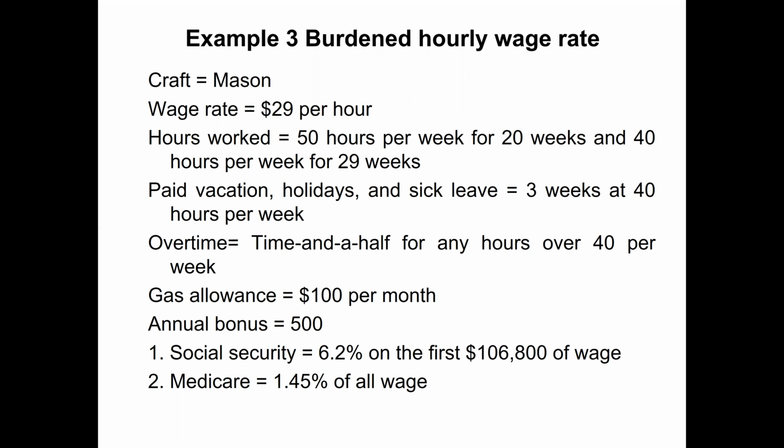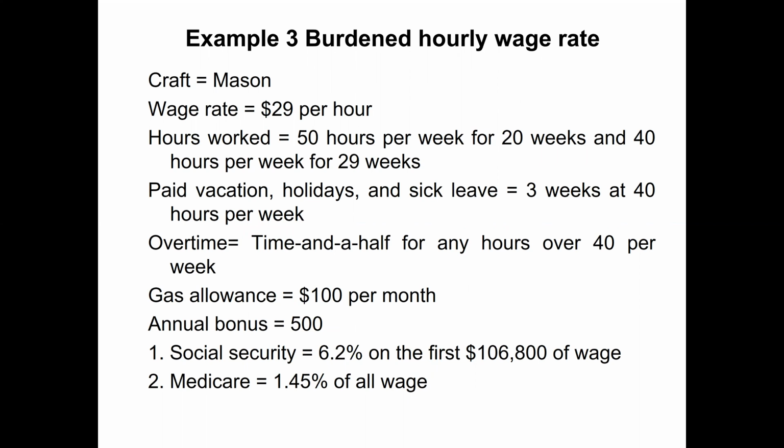So for this, the example is a craft, a mason, and his wage rate is $29 per hour. The given data is that this person worked 50 hours per week for 20 weeks, and 40 hours per week for 29 weeks. You can add 20 weeks and 29 weeks, so this becomes 49 weeks. Adding 3 weeks of paid holidays, this becomes 52 weeks annually. So there is paid vacation, holidays, and sick leave for 3 weeks at 40 hours per week.